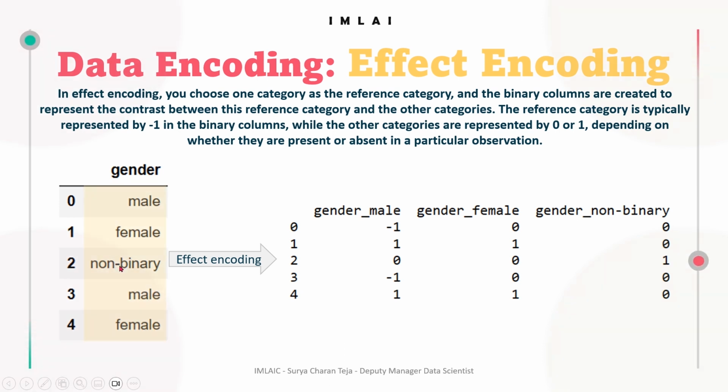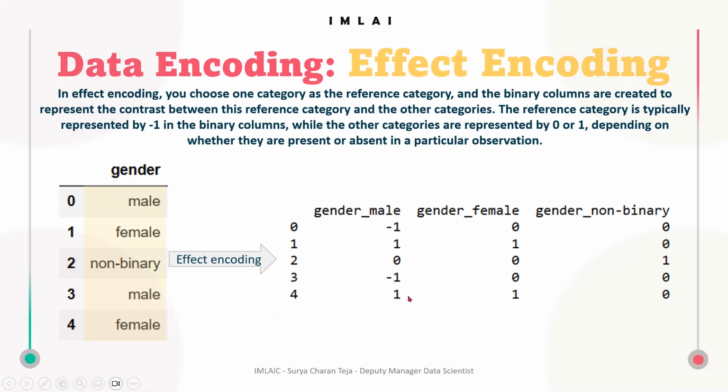Then you have the non-binary. So non-binary here, that's the reason female became 0 and gender non-binary has become 1. And here it's exactly opposite. In contrast, gender male, the reference variable, is in contrast to the non-binary.